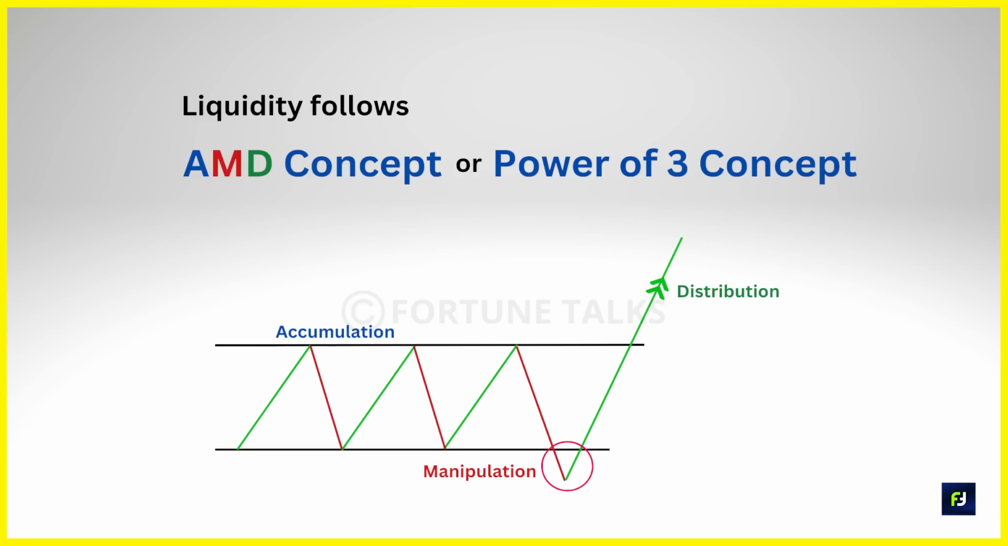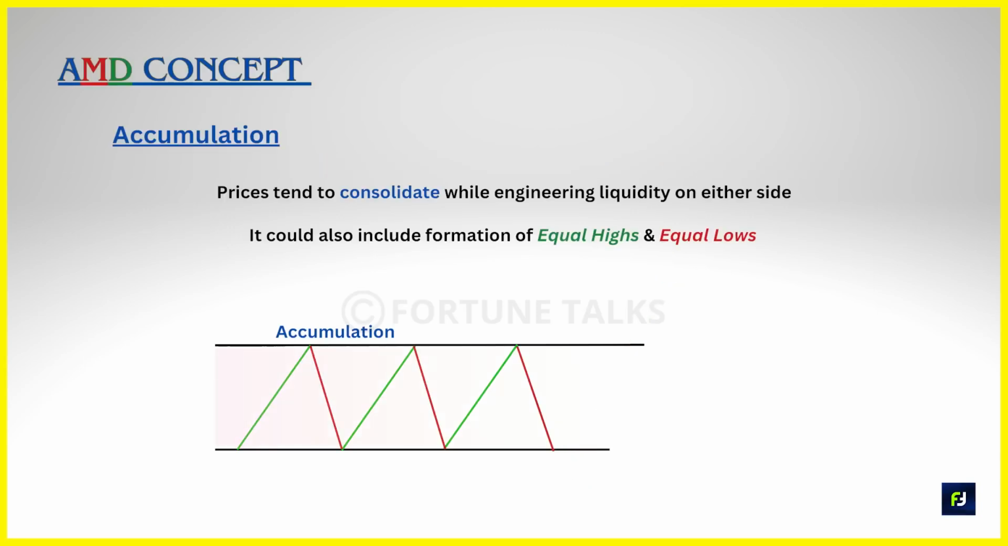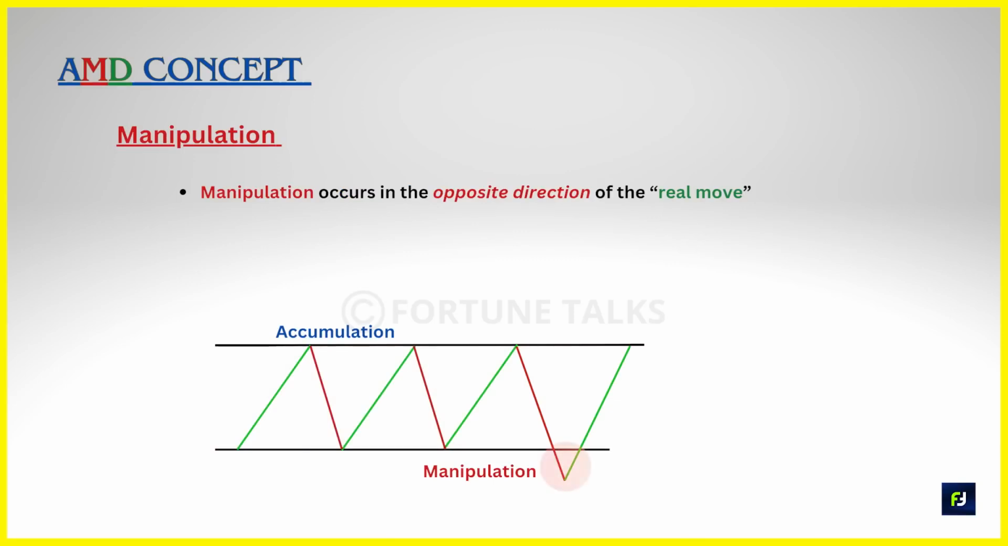The reason why this is particularly important is because inducement follows the nature of liquidity. So if you have noticed, liquidity follows an accumulation, manipulation, distribution cycle, also known as the power of three. Let me explain this. Accumulation represents a stage within the market cycle where prices tend to consolidate while engineering liquidity on either side. The manipulation phase follows the accumulation and is often marked by sudden and sharp price movements that catch retailers off guard. Manipulation occurs in the opposite direction of the real move, and it is aimed to stop out the retailers and induce the breakout traders.